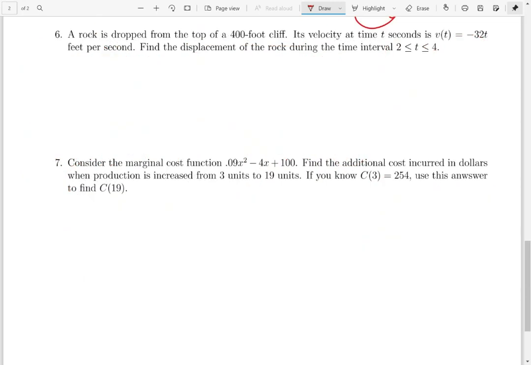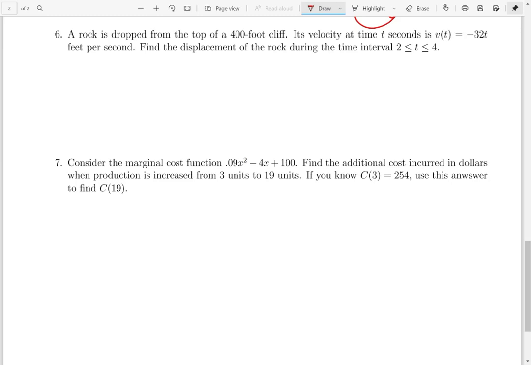Okay. So, application problems. A rock is dropped from the top of a 400-foot cliff. Its velocity at time t seconds is v of t equals negative 32t feet per second. We want to find the displacement of the rock during the time interval from 2 to 4.